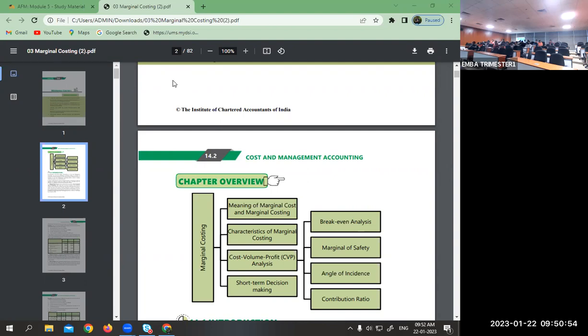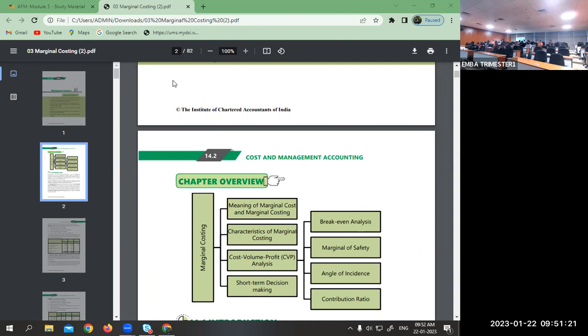But other things, the room rent, factory manager salary, supervisor salary, advertisement, all remain the same. So because of this, the increase in output will not proportionately increase the total cost. Okay, this concept is called marginal costing or marginal cost.